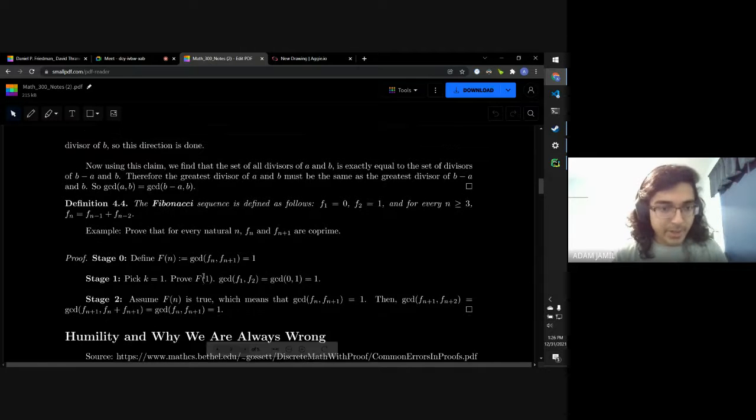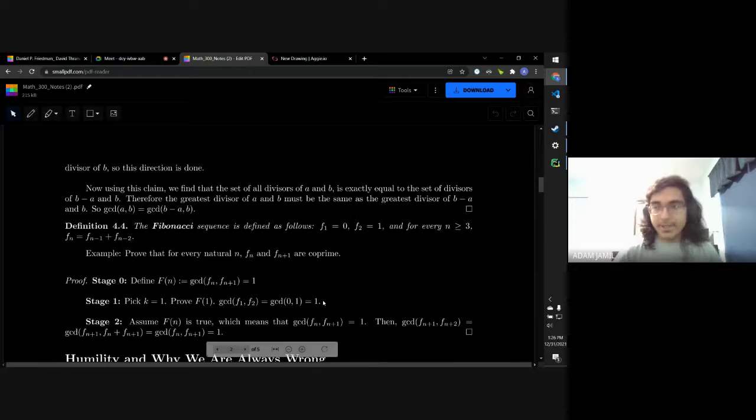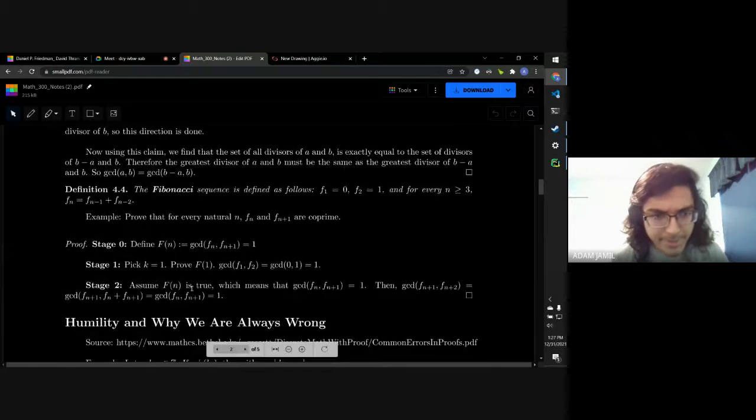Okay. Now the base case will be simple. We will just pick k equals 1. And to prove f of 1 is very simple. The GCD of 0 and 1 is 1, because the only divisor of 1 is 1. So the GCD must be 1. Okay, so as usual, the base case is usually pretty easy. It's actually really rare for the base case to be hard, so it's nice.